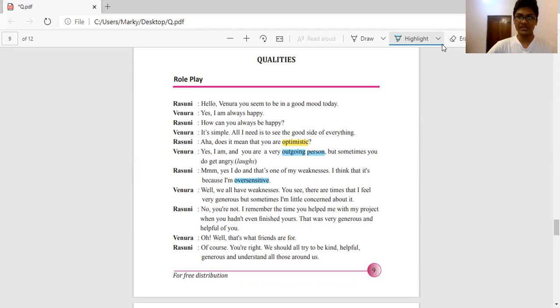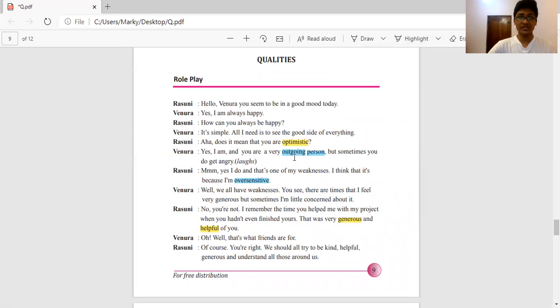Okay, so Rasuni says that Benura helped her with her project when he hadn't even finished his yet, and that makes him generous and helpful. Okay, let's see if there are many more. Okay, I think that's it. So Benura is optimistic, okay, and he's generous and helpful. So that's three positive qualities of Benura, okay.